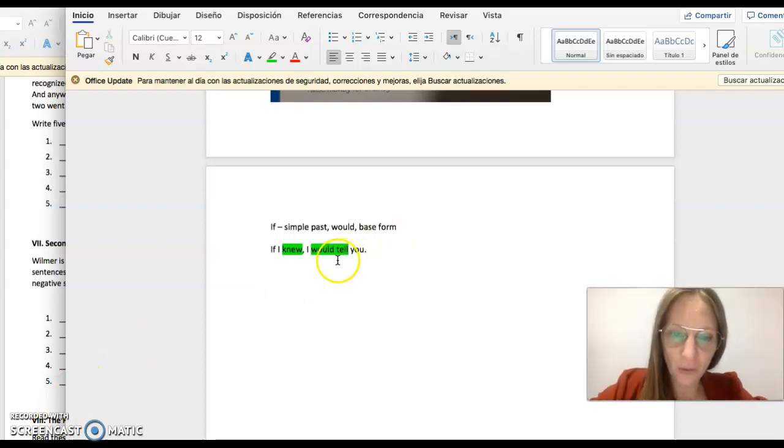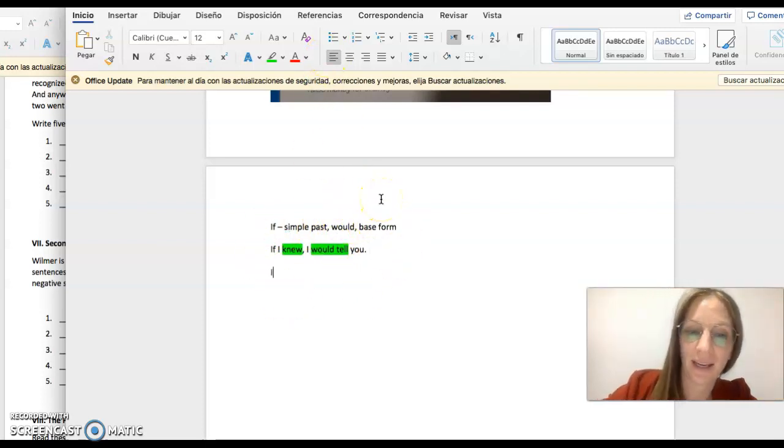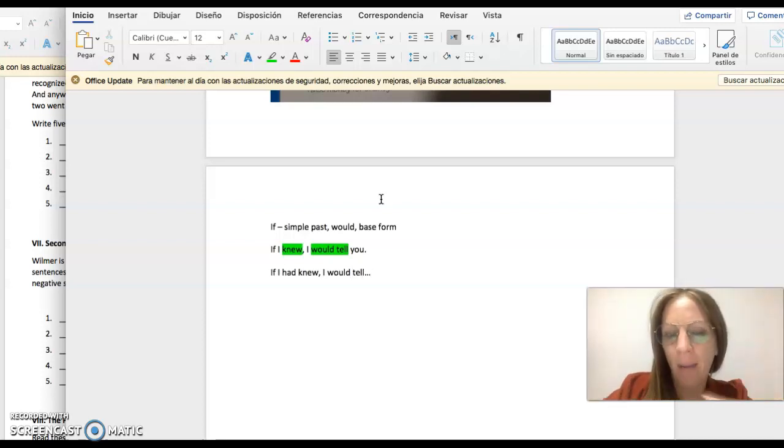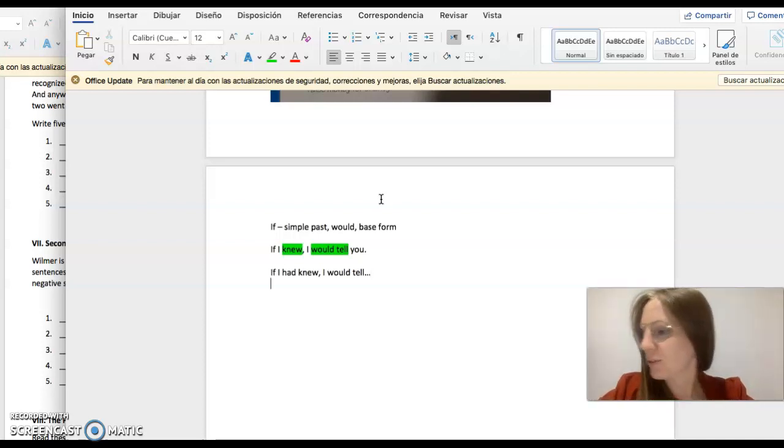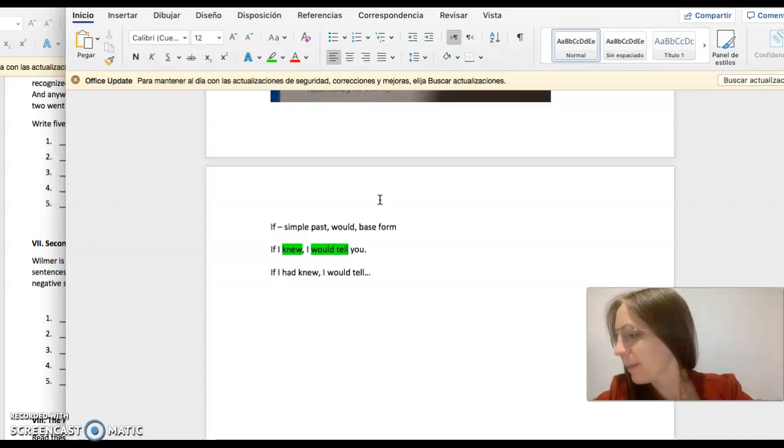So let's look at some of the common mistakes there. I think in general, people made mistakes because they were mixing the second conditional with the third conditional. So they would write something like, "If I had knew, I would tell." That's a hybrid that doesn't exist. Let me see what else would be important.